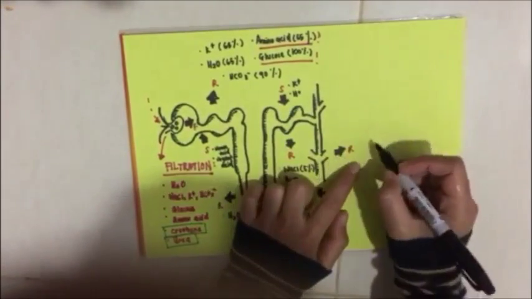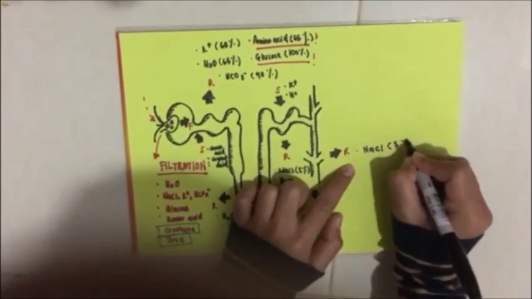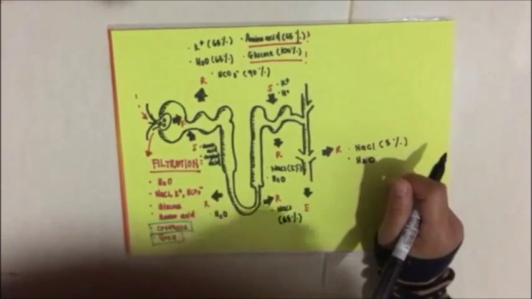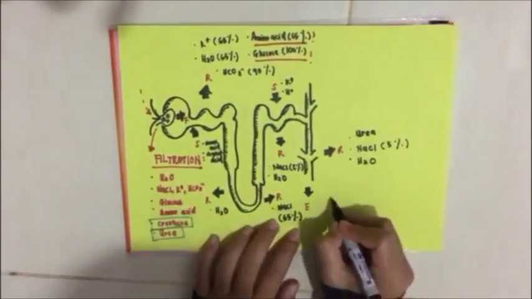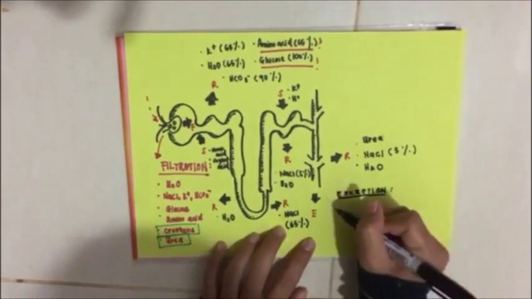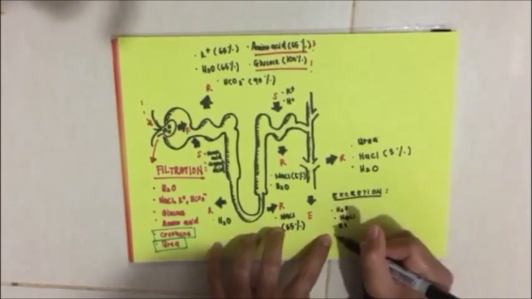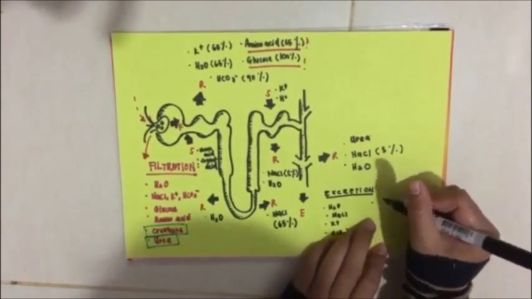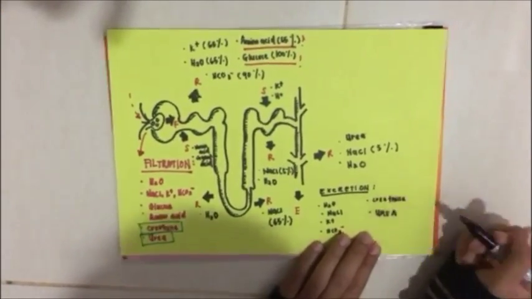Now, let's move to the collecting duct. A bit of reabsorption occurs, which is some 5% of filtered sodium chloride, some water is reabsorbed, and then some urea. And finally, guys, excretion. The components of it are water, sodium chloride, potassium, bicarbonate, creatinine, and urea, which will be excreted out of our body. That's all.